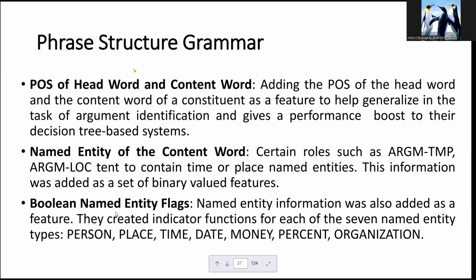So next one is a Boolean property related to named entity, or flags. That is, we can specify whether the word belongs to that particular named entity or not. So we are not giving more information, we are just classifying whether it belongs to that particular named entity or not. Say for example, if you are taking a word, you can check whether it is a person name or a place name or time or date or money or percent or organization. Based on that, you can mention that if it belongs to person, it will be yes and all the remaining will be no.